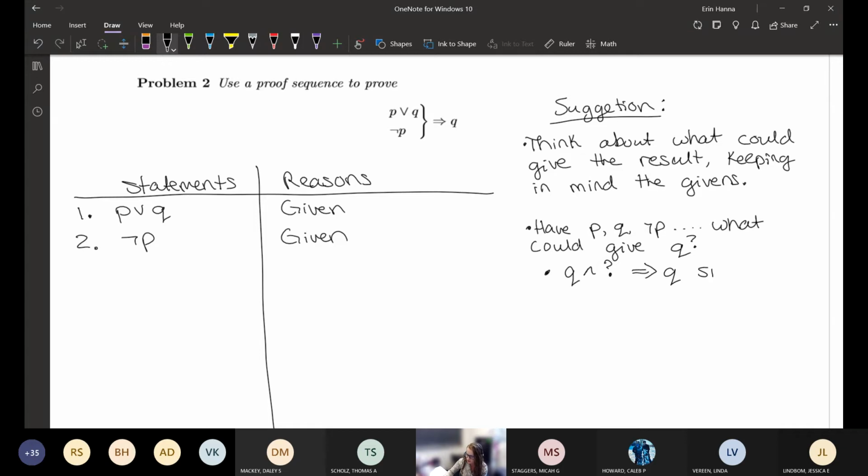I could get Q from simplification. I don't really have that, but it could give it to me. The only other rules that give us a single thing as a result are the modus rules. Also, modus rules are going to be your best friends every once in a while. I know we didn't use them in the last one, but especially when you're given more than one given. So since we have two givens, you're probably going to need a modus. So let's look at both of the modus rules. So let me look at modus ponens first.